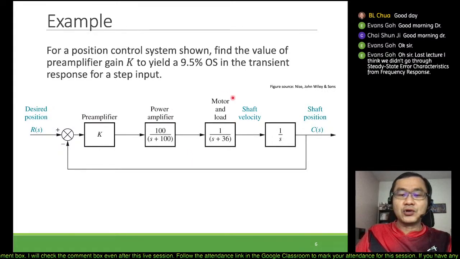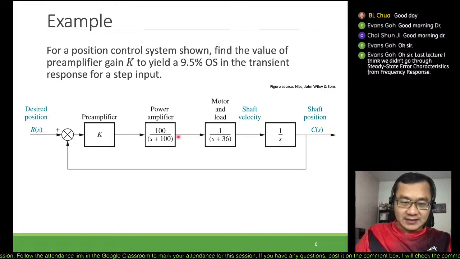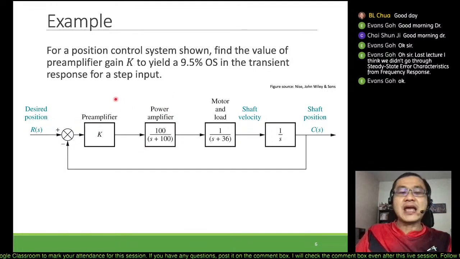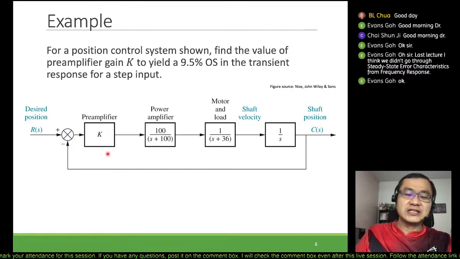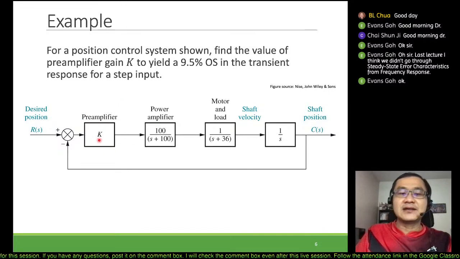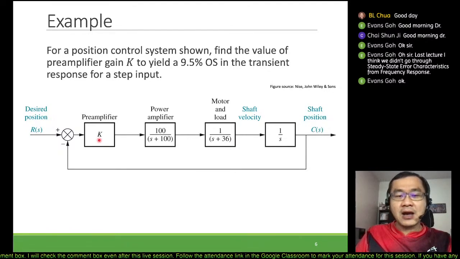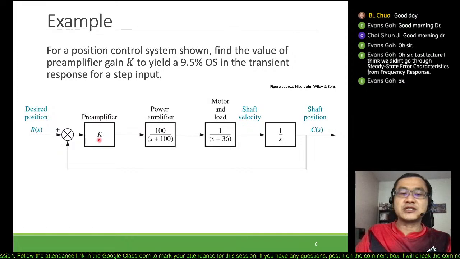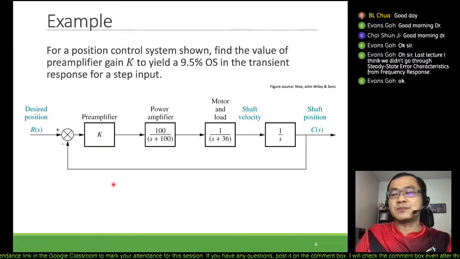which uses a motor on load. Then we have a power amplifier, and we have the so-called preamplifier, whose gain we can adjust. So we try to find the value of the gain that would allow us to get a 9.5% overshoot in the transient response when a step input is applied.